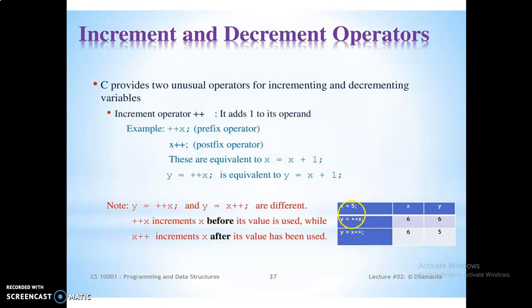So here the processing is: increment x before its value is used. Okay, so the value of x is 6 and the value of y is also 6. But in this example, y equal to x plus plus, the procedure is that x plus plus increments x after its value has been used. So the value of x is 6 but the value of y is 5 here. The output is only 6, but in the stack it is stored like this.